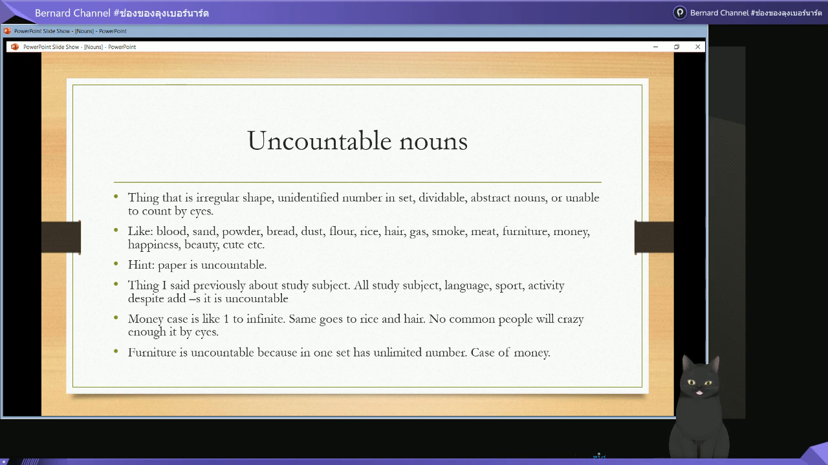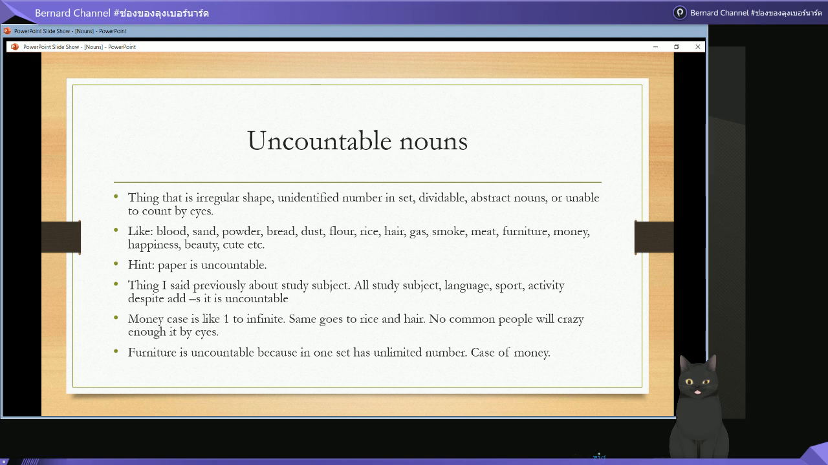Okay, the same goes for rice and hair. Well, rice and hair are quite different from the case of money. Because, as I said before, no common person is crazy enough to count it by eye. Right? No common person is going to do that. For example, one day you go to your friend, grab his head and count his hair. Well, I bet more than one day is going to end. And surely while you are counting his or her hair, a new hair is going to pop out. So this almost enters the infinite zone. So this is a thing we can call uncountable. Okay.